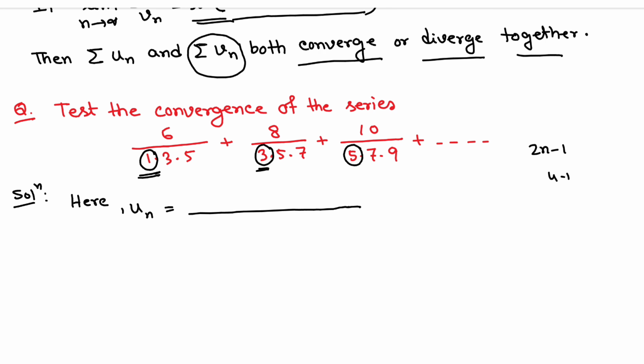When n equals 3, 6 minus 1, that is 5. So this is 5. Obviously it is satisfying. So the first one is 2n minus 1. Clear?